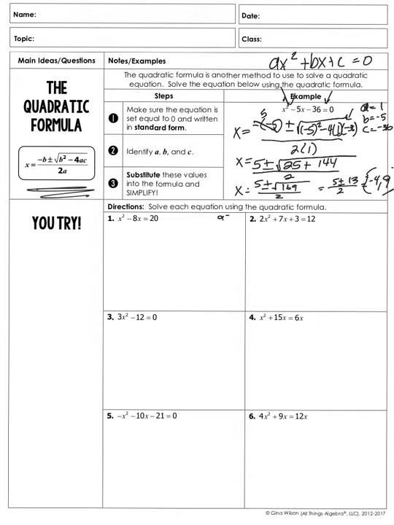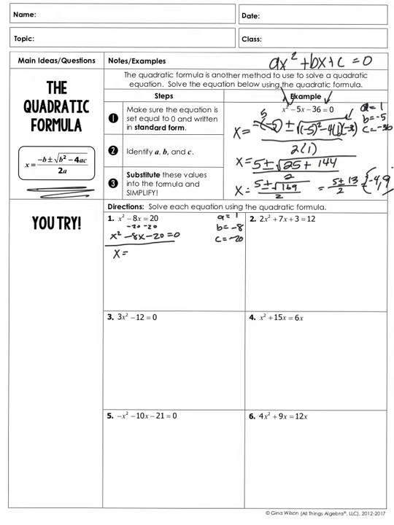So first thing is to identify a, b, and c. a is 1, b is -8, and c is... this is not in standard form. Actually, skip the first step. We need to subtract 20 from both sides. So x squared minus 8x minus 20 equals 0. Once you have it set equal to 0, then you are able to start plugging in values. All right, c equals -20. So let's go ahead and set it up.